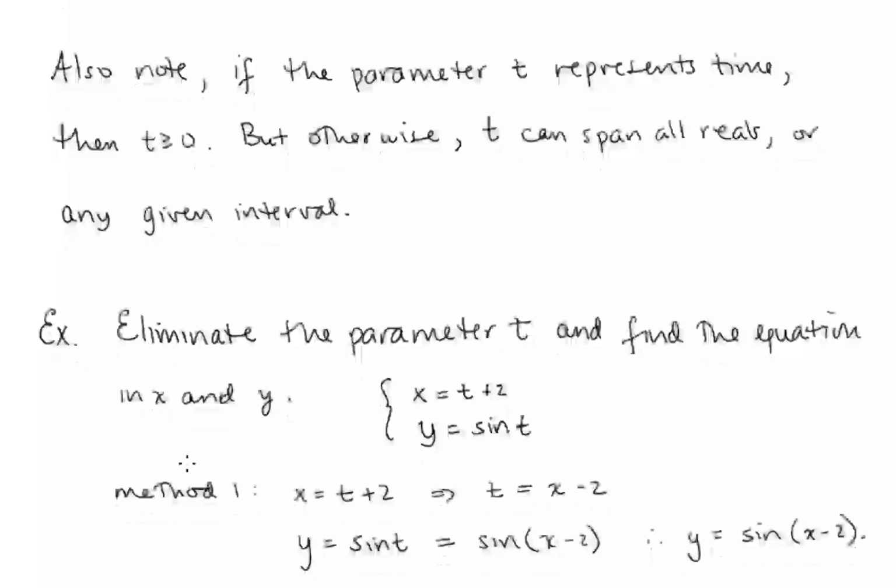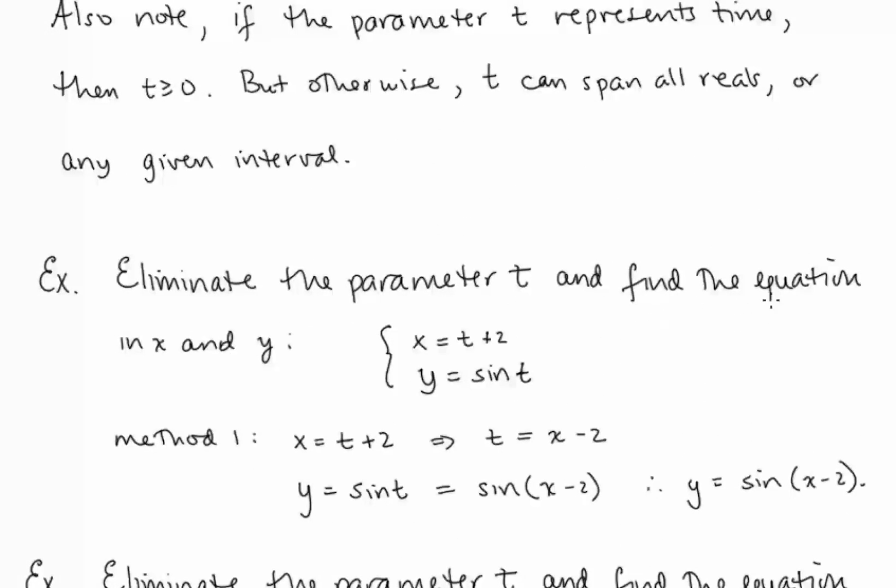Now let's take a look at this example. Eliminate the parameter t and find the equation in x and y. Here we're given x equals t plus 2 and y is equal to sine t. And we're going to use method 1 again here. That is, solve one equation for t and sub in to the other equation. So we solve our first equation for t, x is equal to t plus 2. That tells us t is equal to x minus 2. And then we'll sub x minus 2 in for t in the y equation. So we have y equals sine of x minus 2.